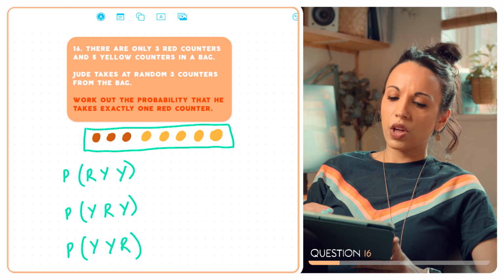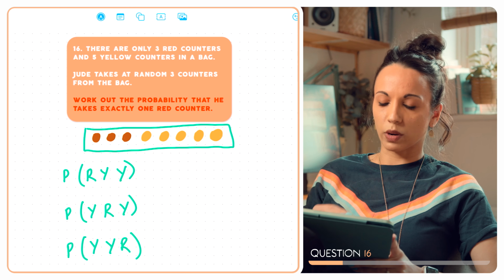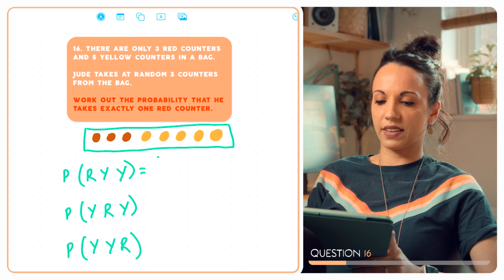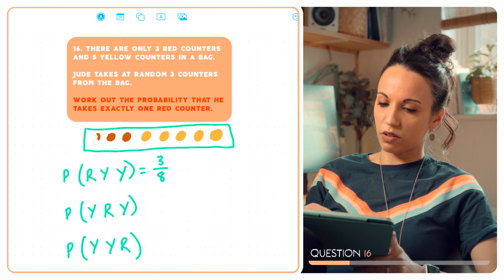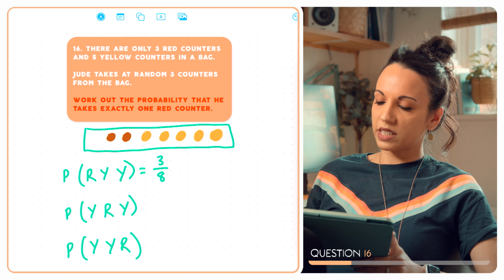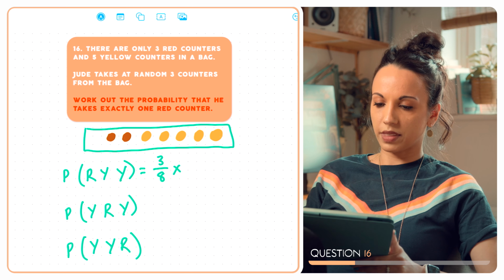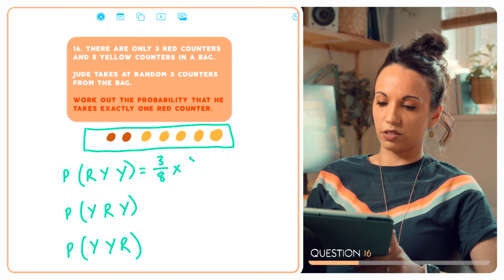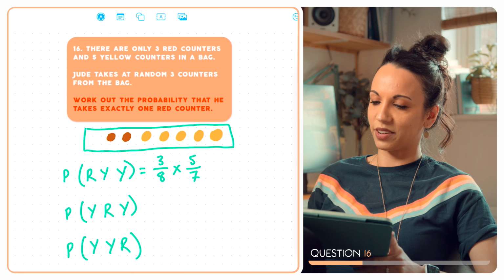Okay, so while all the counters are still in the bag, what is the probability that he picks a red one? Well, there are 3 red counters and there are 8 overall, so the probability of getting a red on his first pick is just 3 over 8. So now 1 red counter is gone. What is the probability on his second pick that he gets a yellow counter? Well, there are 5 yellow counters left out of 7 counters overall, so we multiply by the probability of 5 over 7 of him picking a yellow counter.